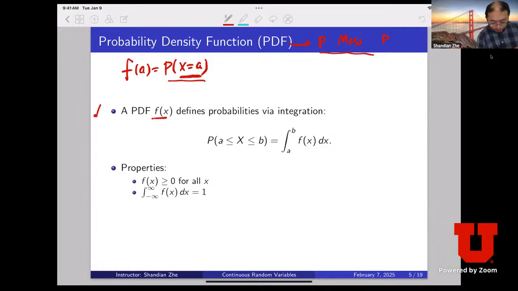So if we could represent the probability of the random variable in any range like a and b as an integration of a function f integrated over this range, and this function is non-negative over the whole range, and the integration of this function over the whole domain, meaning minus infinity to positive infinity, is 1, then we call this function f the probability density function. Is it clear to everyone?